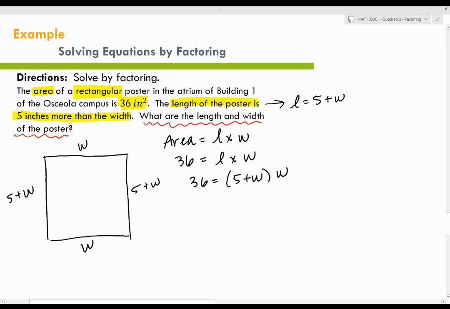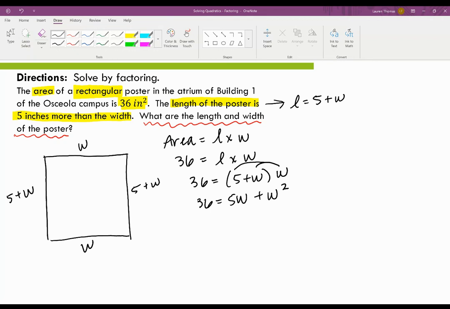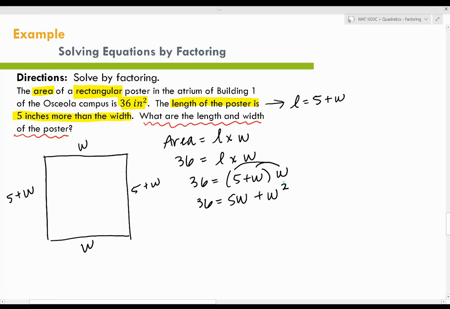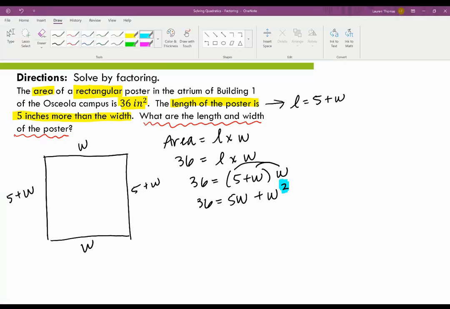Now let's try to solve this. So the first thing we should do is distribute this w to both of our terms in the parentheses. So that's going to give me 36 equals 5w plus w squared. Now, once I see this second power here, this lets me know that I have a quadratic. So we're going to follow the same steps that we did before in factoring our quadratics.